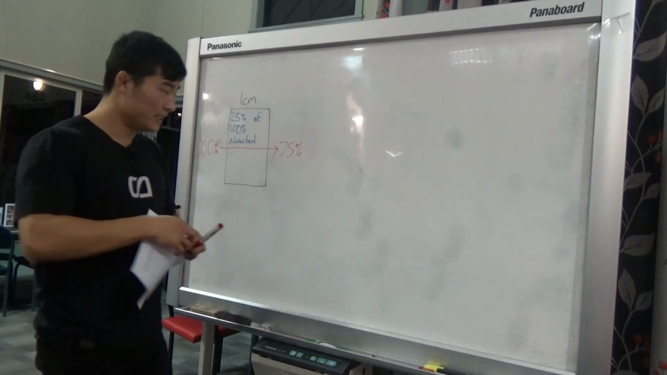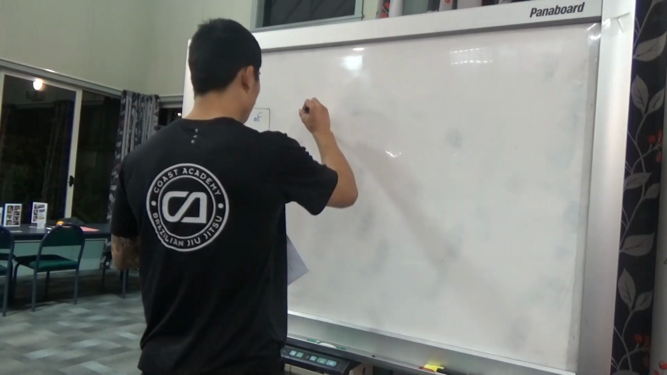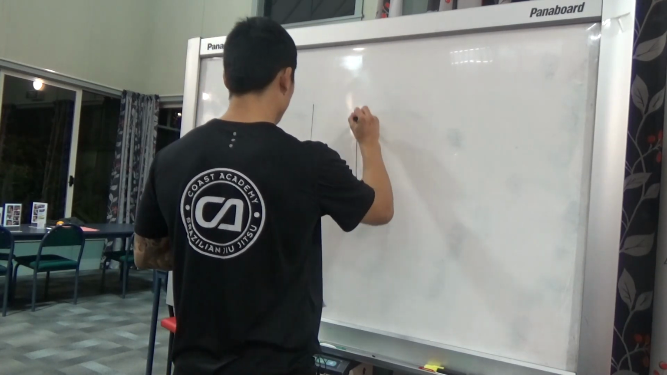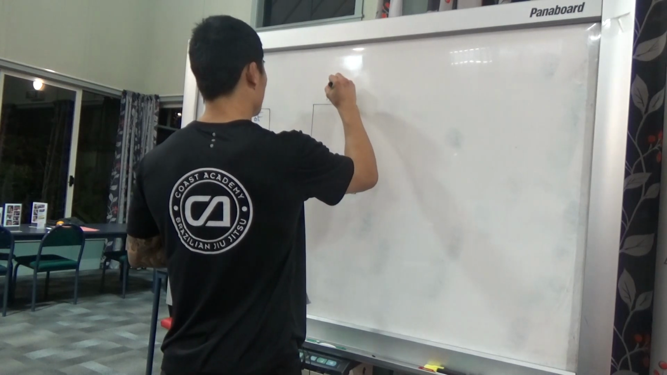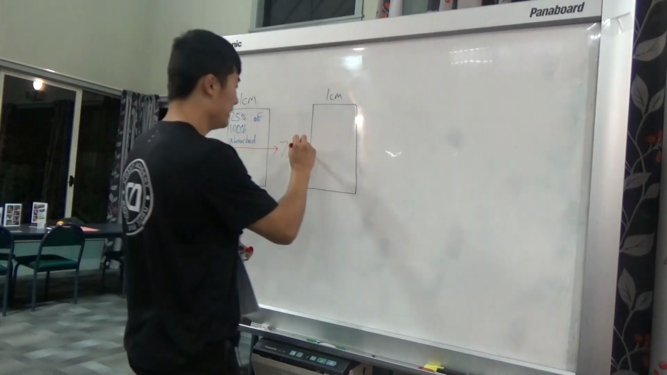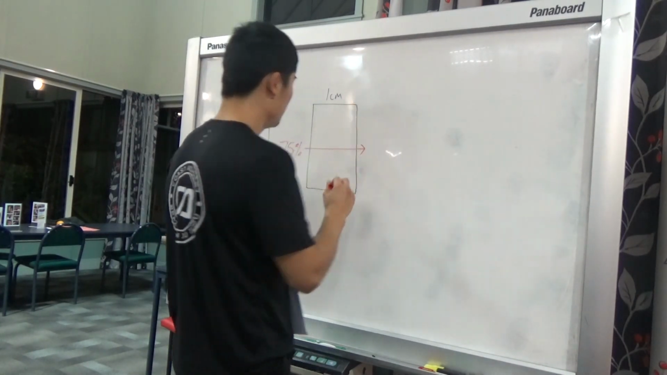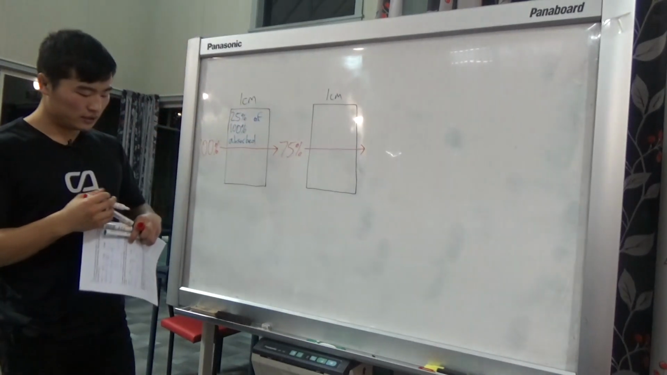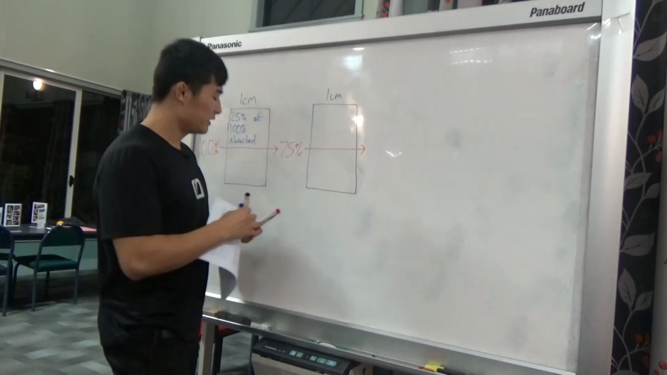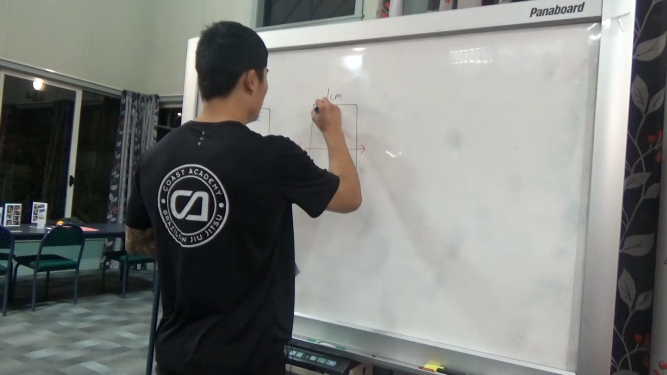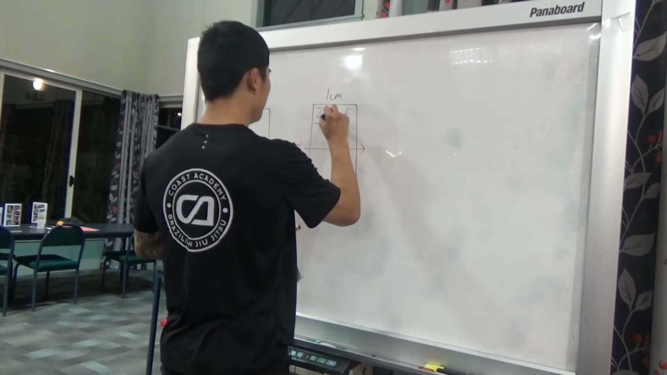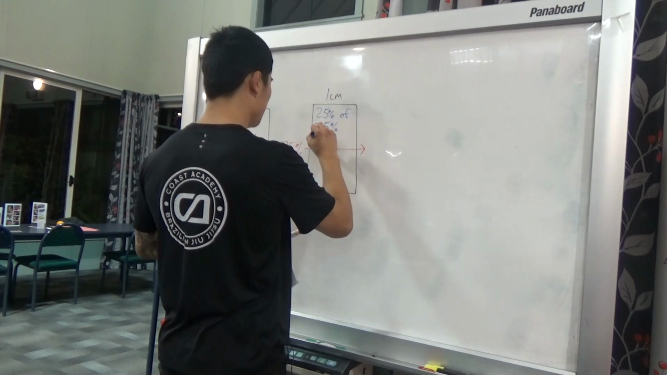Now, the second layer, that's where it gets a little bit tricky. So we have our second layer, which is also 1 centimeter. And then when it goes through this layer, how much? So it's going to absorb 25% again, right? So it's going to absorb 25% of 75%, because that's how much is coming in.